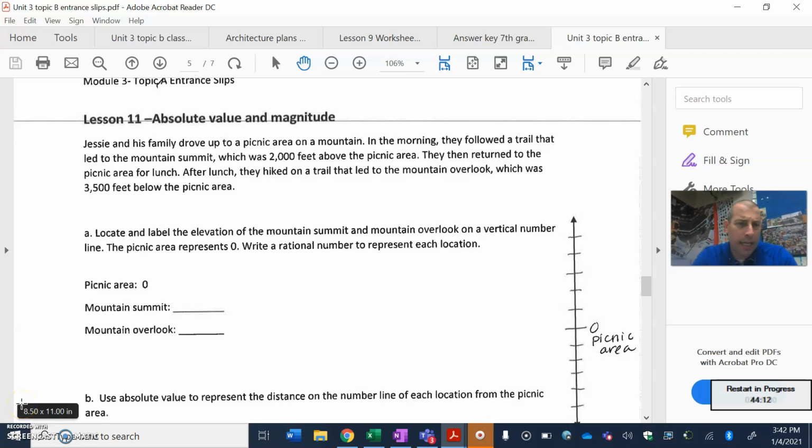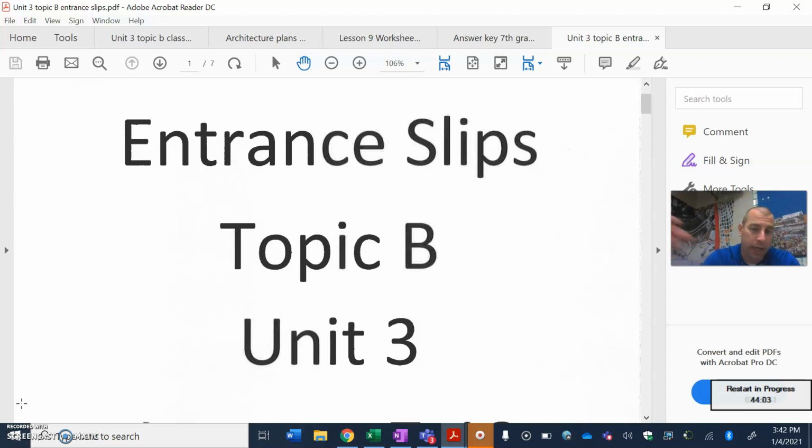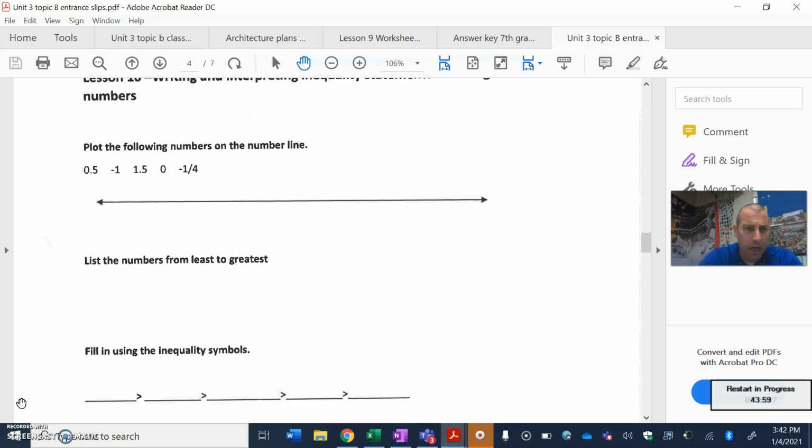Hey everyone, we are in your lesson 11 entrance slip packets here. All right, so I know they're entrance slip packets because they are labeled entrance slips. All right, so let's get back down there.